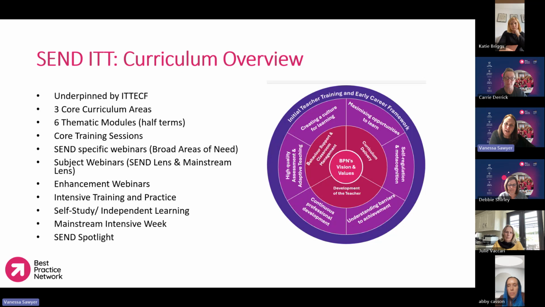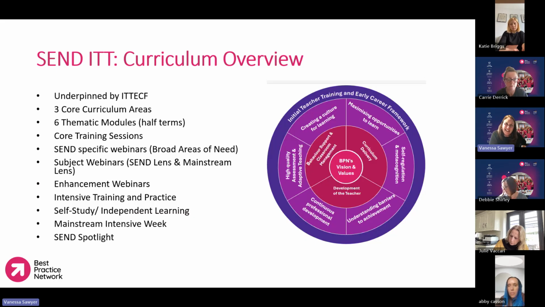So those core areas are behaviour support and classroom management. We have curriculum delivery that's then broken down into planning, teaching and assessment, and then the development of the teacher. So very much around professional conduct, but also around developing as a professional. So networking, collaboration, going back to those values and thinking about our educators being the very best that they can be, and our students also being the very best that they can be.